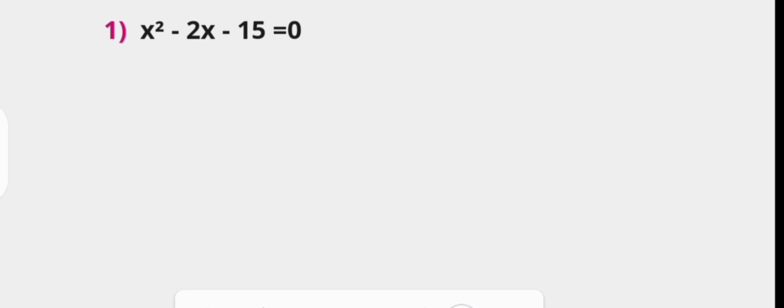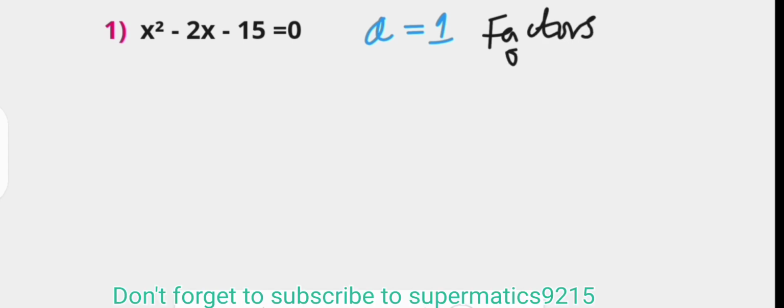The first example we shall be solving is x squared minus 2x minus 15. Here it is obvious that a is equal to 1, as 1 is the coefficient of the leading term, x squared. To solve this by factoring, we are going to look for two numbers that, when multiplied, will give negative 15, but when added together, their sum will give negative 2, the coefficient of x. So we can do that somewhere here. Factors of negative 15 and the sum of these factors.